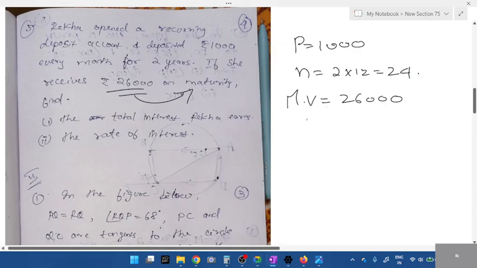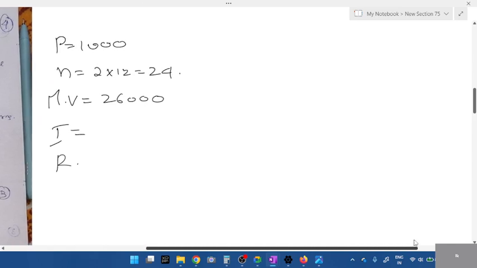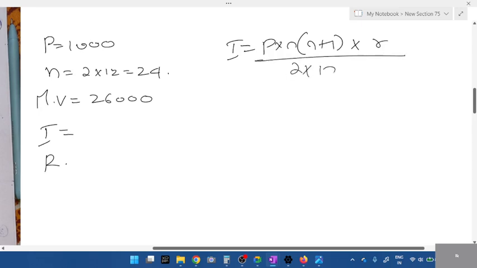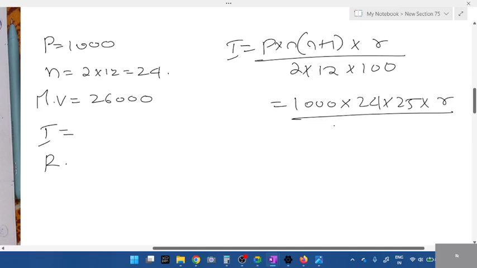Okay, next one. Look at the next one, students. 26,000. Find the total interest Rekha earns. We need to find interest and what else? Rate of return. First, interest formula. What is interest? P into N into N plus 1, divided by 2 into 12 into 100. If you want to find interest, principal is 1000 into 24 into 25. Is rate given? Rate is not given. Keep it as it is. Divided by 2 into 12 into 100.